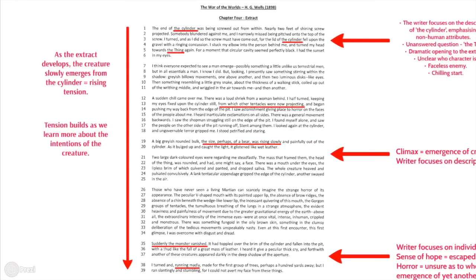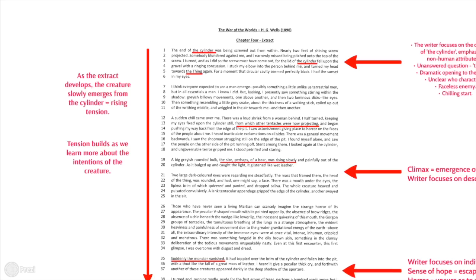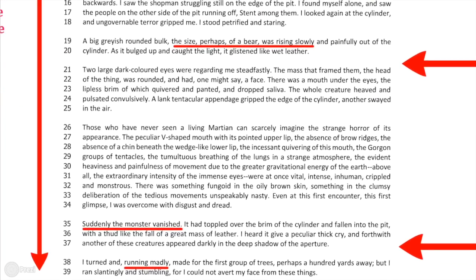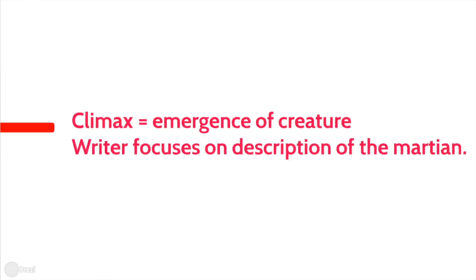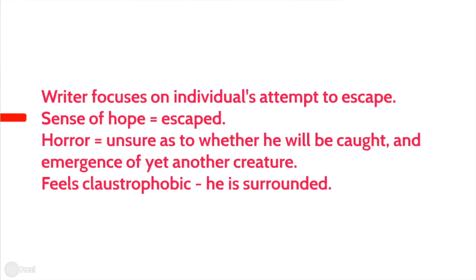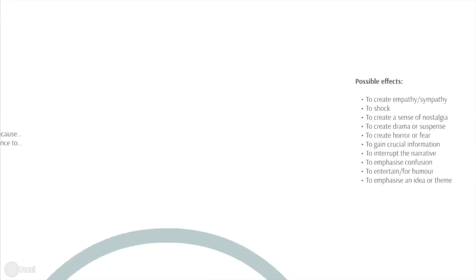We looked at this War of the Worlds extract and we discussed how the structure is used to obtain interest throughout that. So we went through that in detail, so I'm just going to skip through that right now. Okay, so we spoke about looking at the beginning, the middle and the end of the extract and writing a paragraph on each. And we looked at some useful sentence starters.